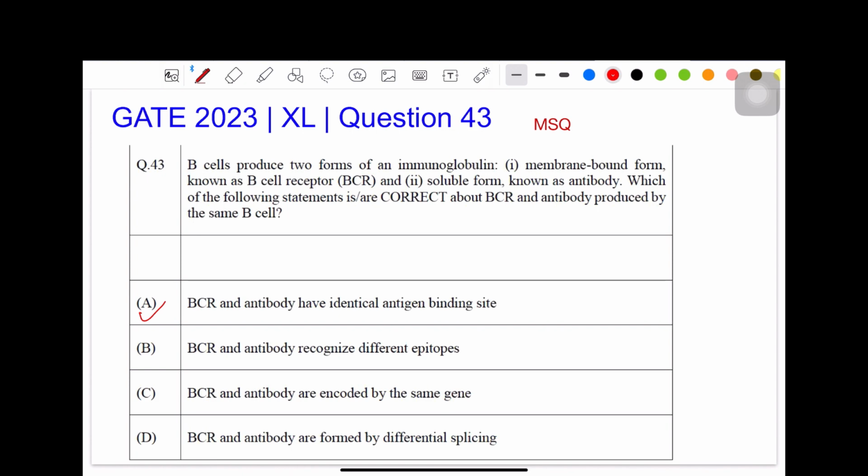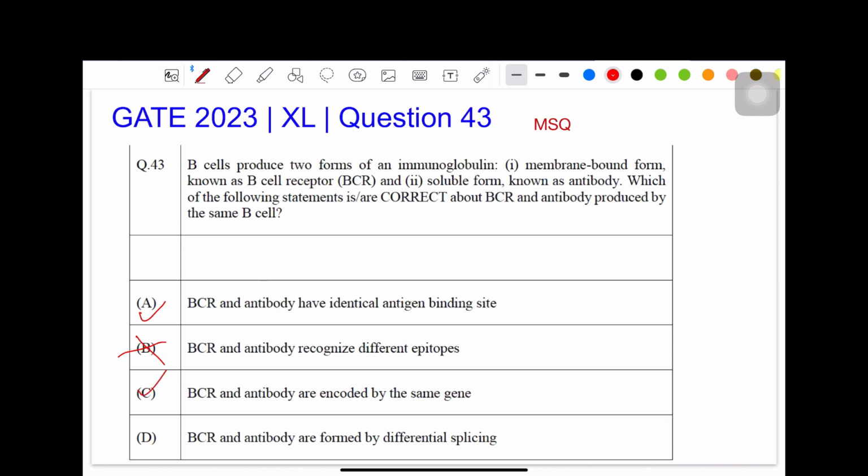Coming to the next statement, BCR and antibody recognize different epitopes. If they have identical antigen binding site, they will definitely not recognize different epitopes. So if A is correct, B is false. Therefore, B is not the correct option. Now coming to option C, BCR and antibody are encoded by the same gene. This is also something we have discussed. BCR and antibody are coded by the same gene, so this option is also correct.